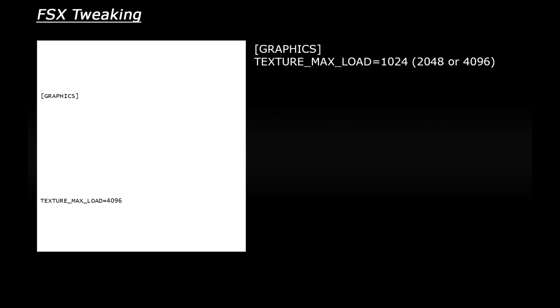This first one only applies if you have add-ons which have high resolution or HD textures. So under the graphics section, you should have a line that reads TEXTURE_MAX_LOAD. By default, this is set to 1024, but you can also use 2048 or 4096. This allows the sim to display HD textures.